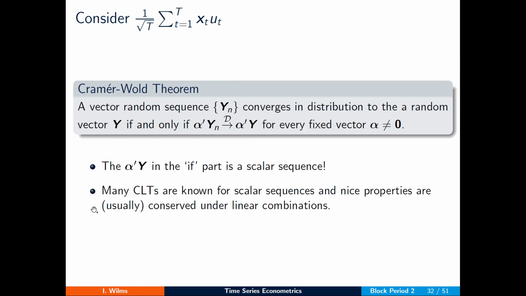And why is this so interesting? Well, this is interesting because the terms that are involved here in this expression are scalars. And that means that the central limit theorem results for univariate cases can be used to show the results for a vector, a multivariate case. And that is really especially nice since there are many CLT results available for scalar sequences, which we can make use of.